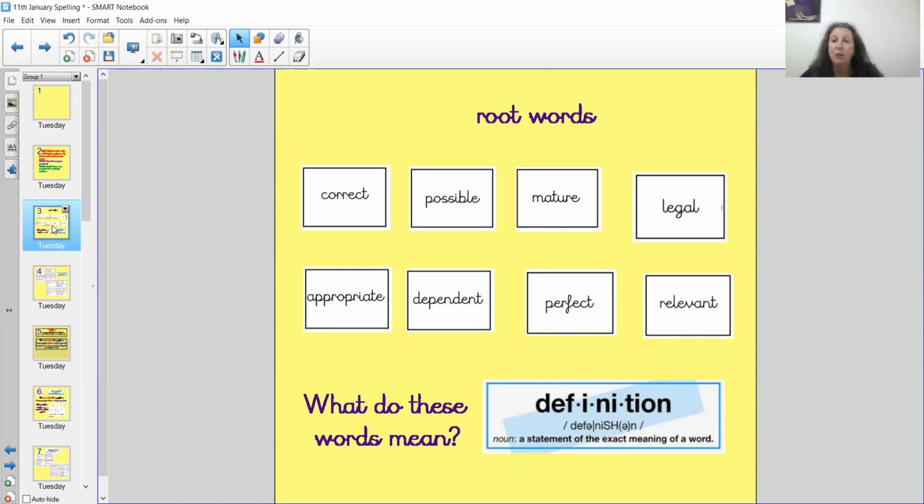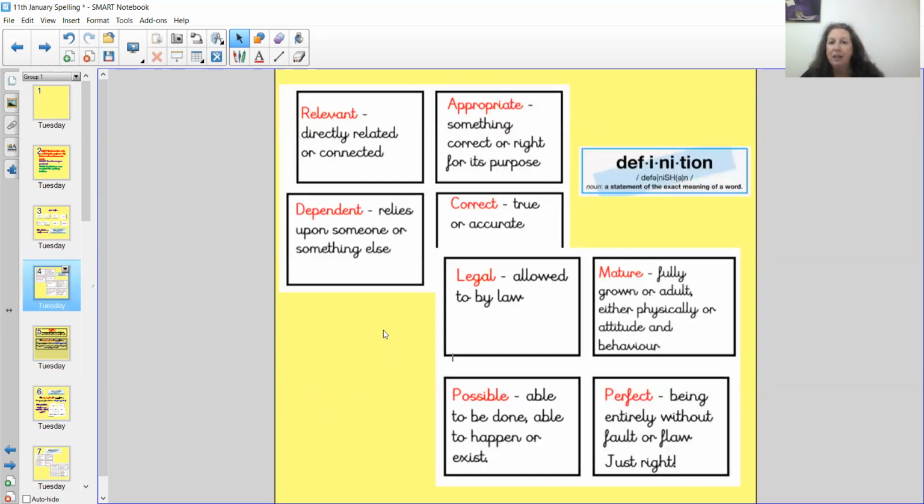Okay, so what I'd like you to do is pause now so that you can think about these words, and when you think you know what they mean, then unpause the video. Okay, so hopefully these are the meanings for these words.